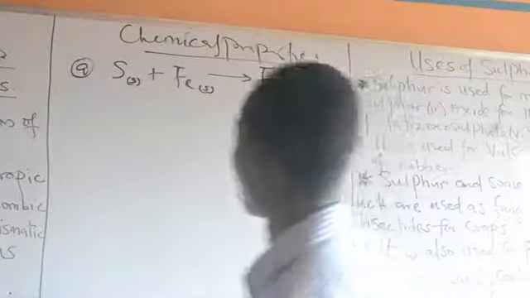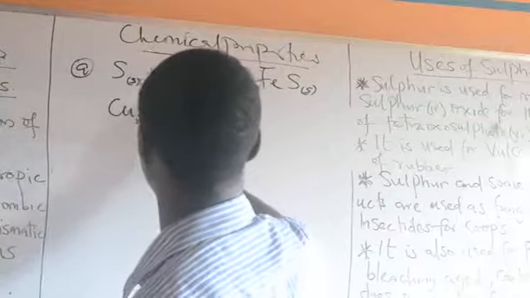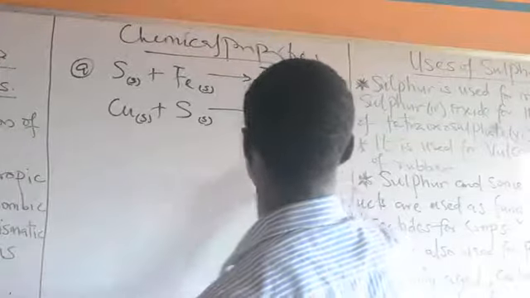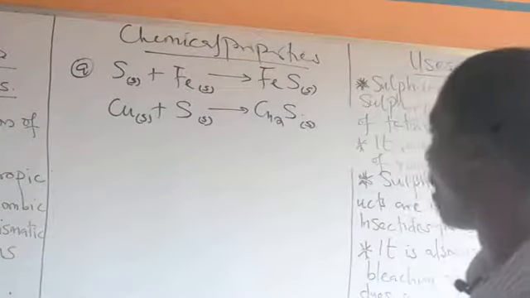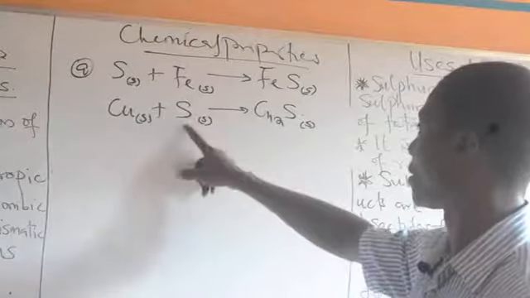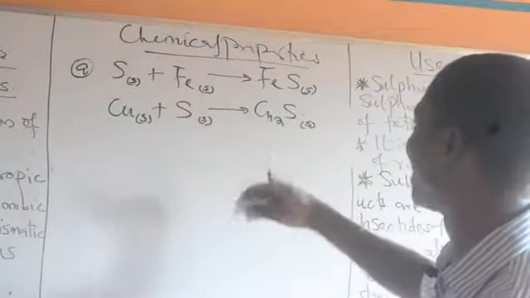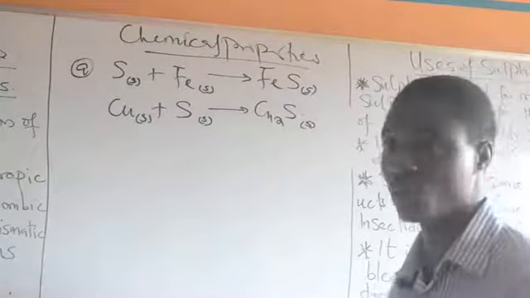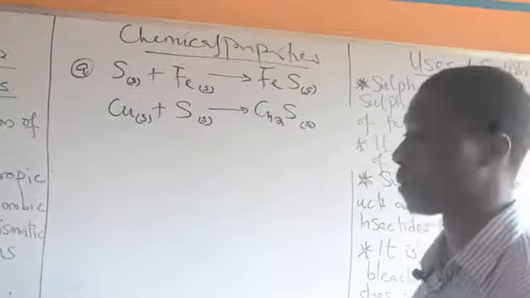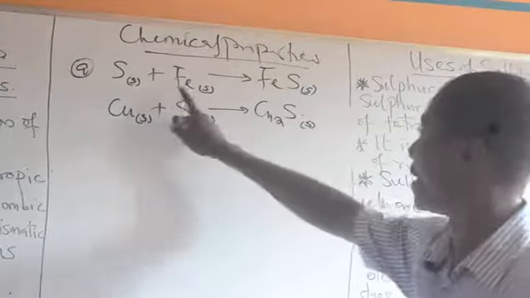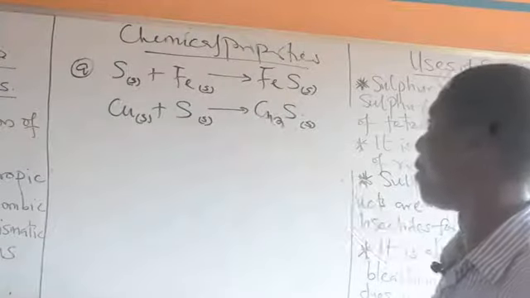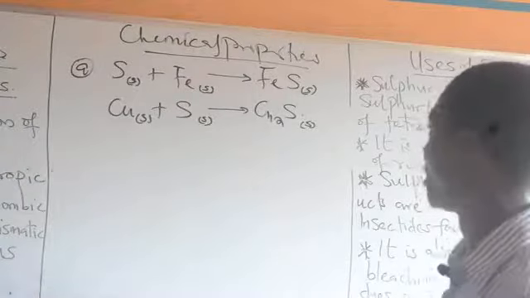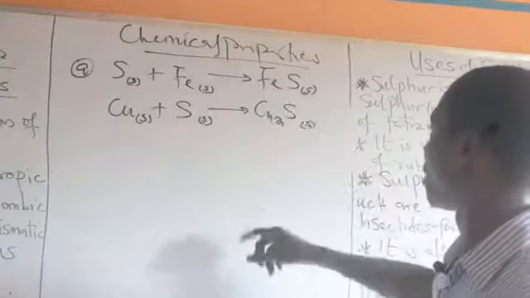So the second one, let's take for example copper, again reacting with sulfur in solid state to form copper(I) sulfide. So copper reacting with sulfur to form copper(I) sulfide. Now you can see the reaction of sulfur with metals. So all these compounds are electrovalent compounds. Why? Because it's between metals and sulfur to form an electrovalent compound. And these compounds that are formed are ionic in nature.